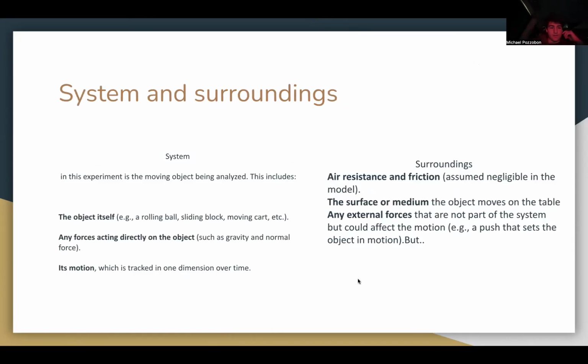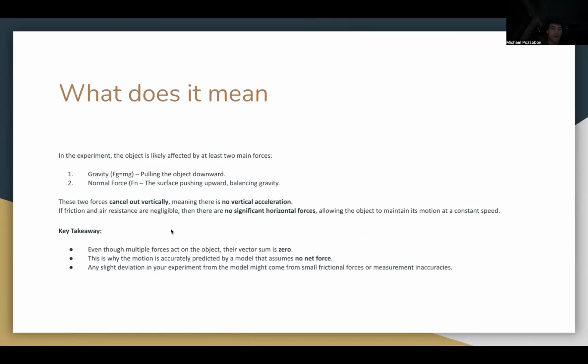The system and surroundings. The system in this experiment was the object itself and any forces acting directly upon the object, such as gravity and the normal force, which we'll talk about later, and the motion that it initially came in with, the initial velocity. Our surroundings were air resistance and friction, which we kind of ignored, and the surface of the table that we were moving on.